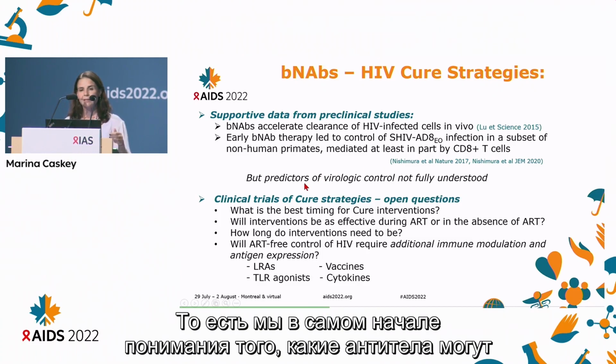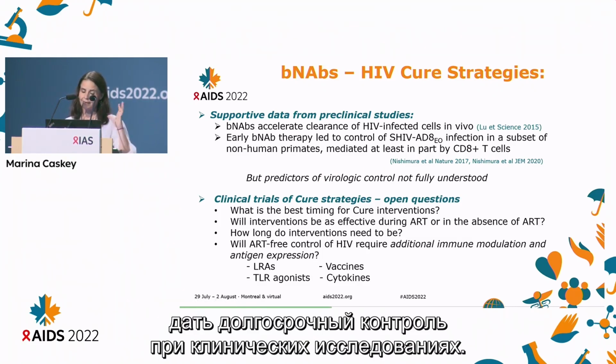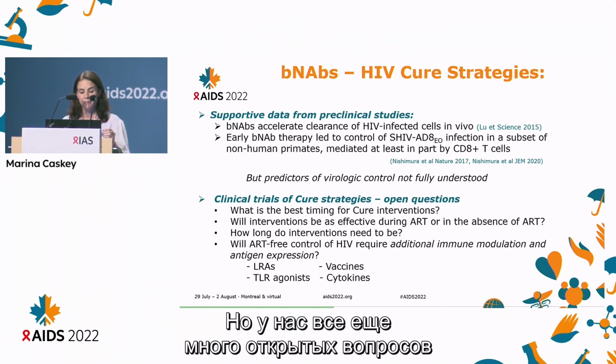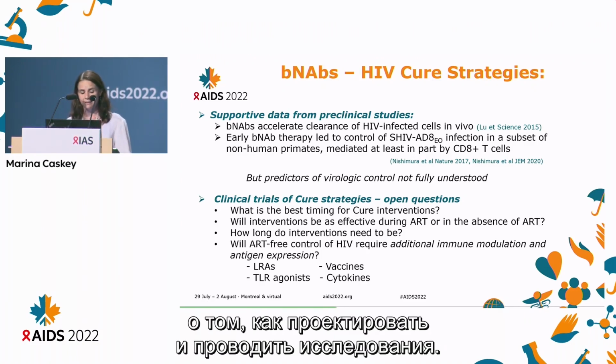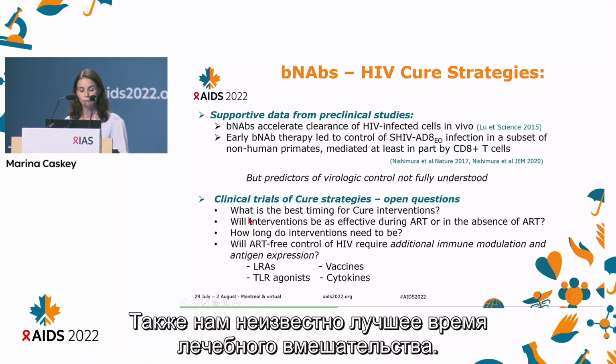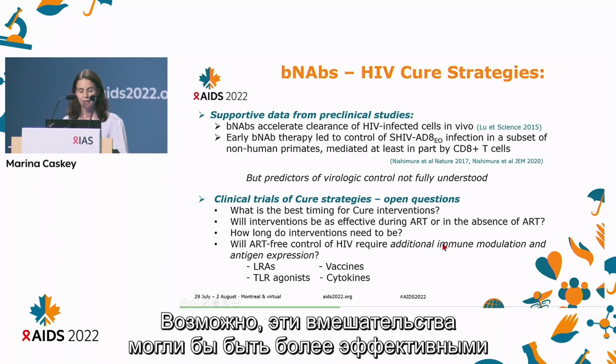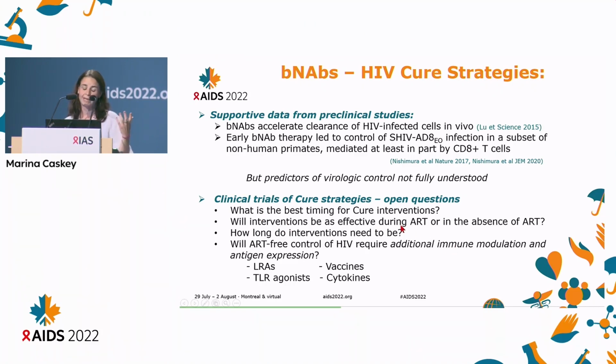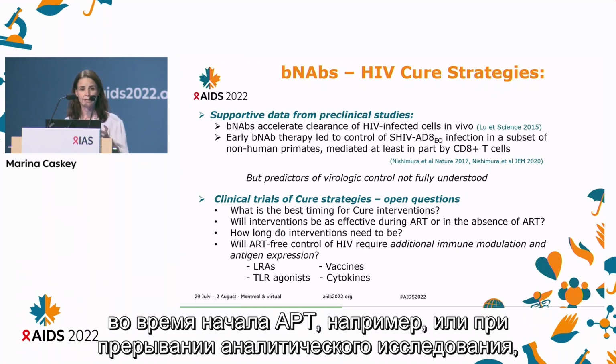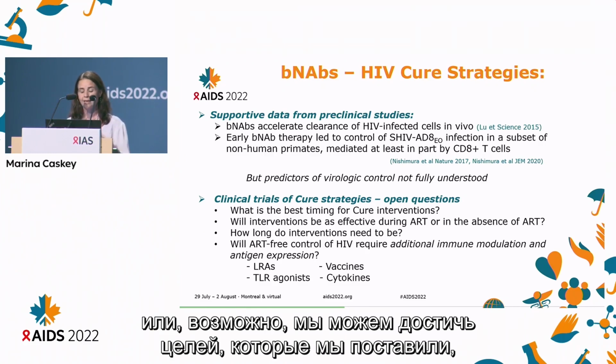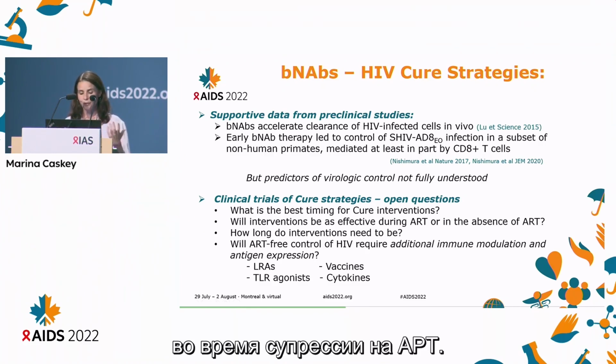We are just in the very beginning of understanding what antibodies can do in this space of long-term control when it comes to clinical studies. We still have a lot of open questions as to how to design and conduct the studies. We don't know the best time for cure interventions. It may be that these interventions could be more effective during ART initiation, for example, or during analytical treatment interruption, or perhaps we can reach the goals that we aim to reach during suppressive ART.